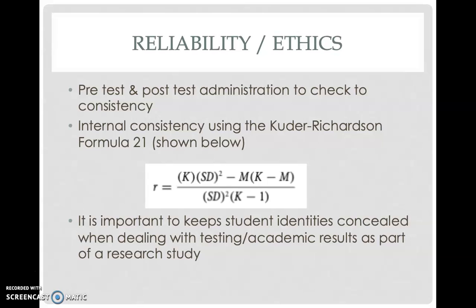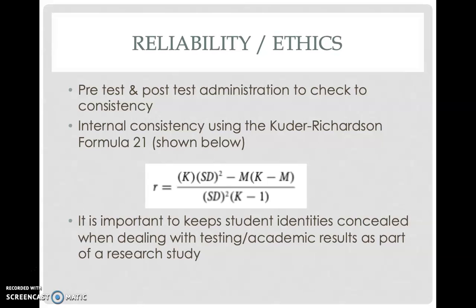For reliability and ethics, based upon formative and summative assessment, if you do pre and post test administration to make sure that you can check for consistency, that's one way to do that. You can also conduct your own internal consistency test by using the Kuder-Richardson Formula 21. That was pulled from the readings as well, and that's shown in the formula right below.